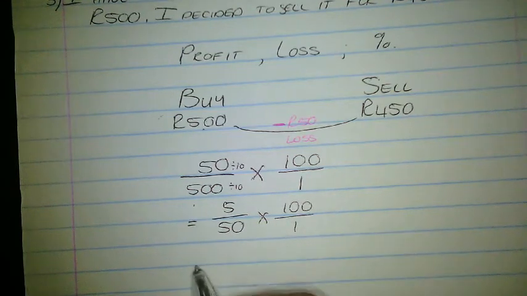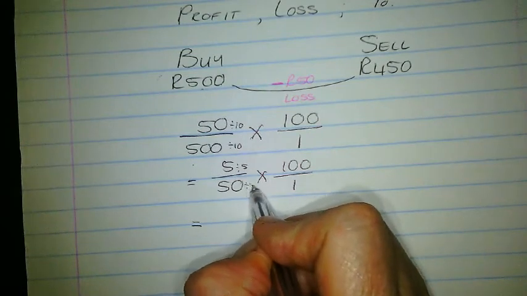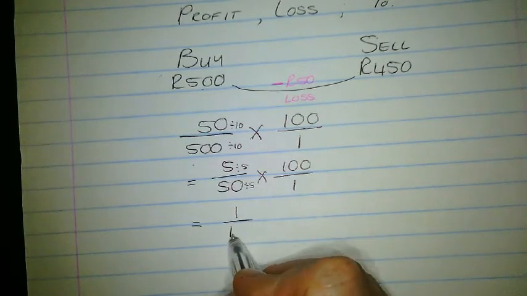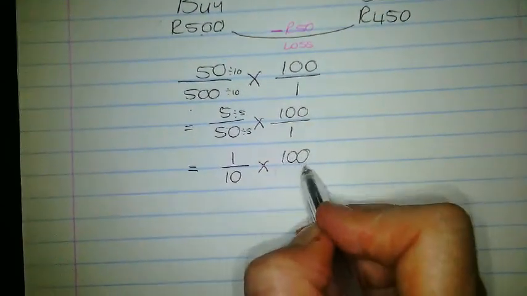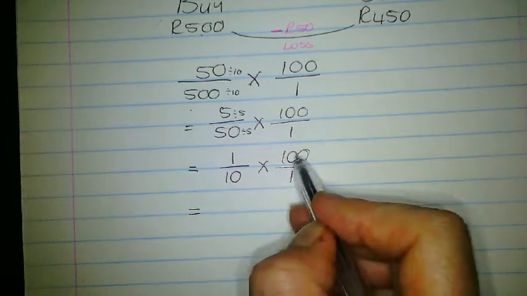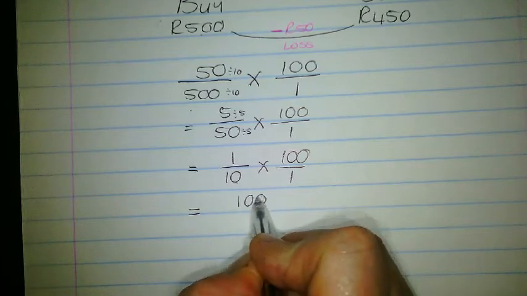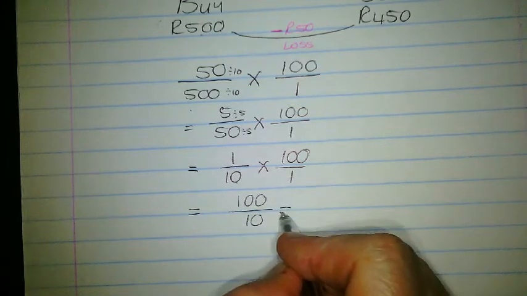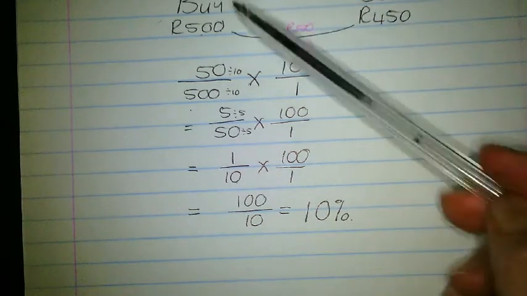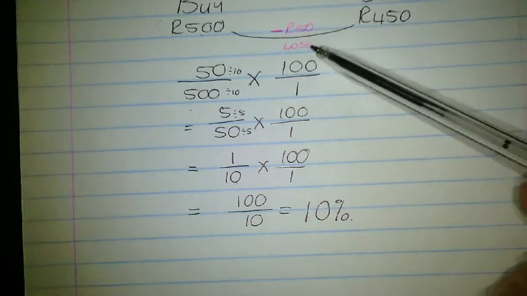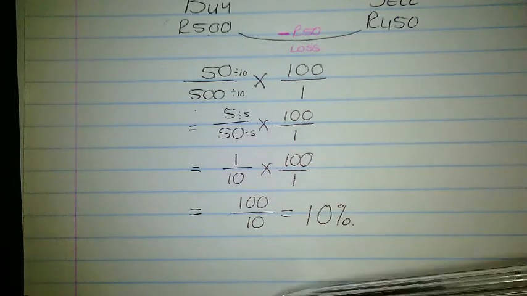There are shorter ways that you can also use. Just divide by 5 again. Then it's 1 over 10 multiplied by 100 over 1. So then it's going to be 100 divided by 10, and that is going to be 10%. So in this case, when I sold the cell phone, I made a loss of 10% on the whole purchase and selling of this.